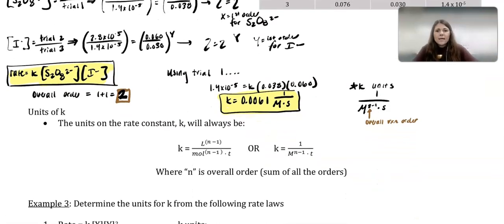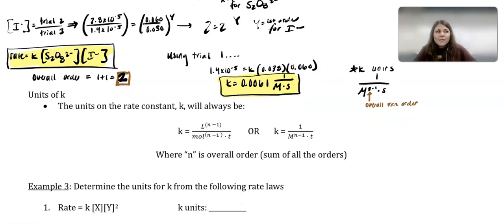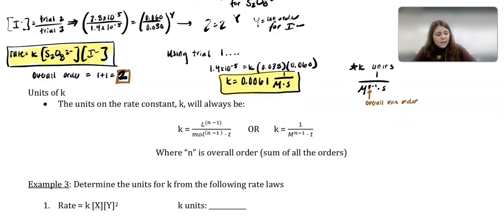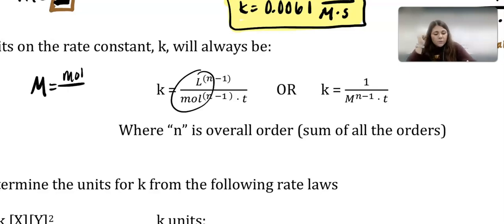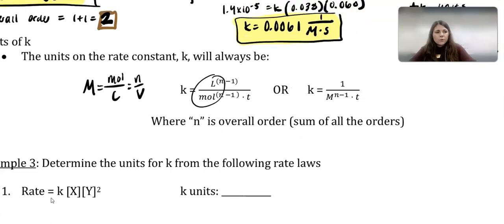So scrolling down, we had referenced this earlier, and I just wanted to reference it again. The units for K is just 1 over molarity. Now, you will also notice it can look like this as well, but that's just because molarity is moles over liter, because of n over V. So since molarity was in the denominator, that's why I had moles on the denominator and liters on top. So you could also write it in whatever way you'd want to. And knowing that n is the overall order, the sum of all the orders.